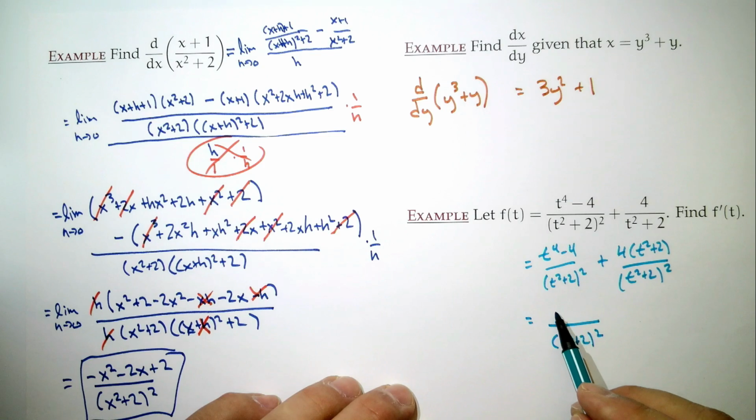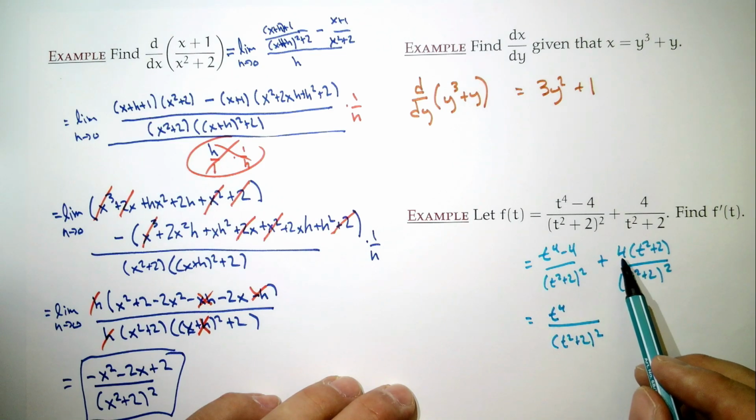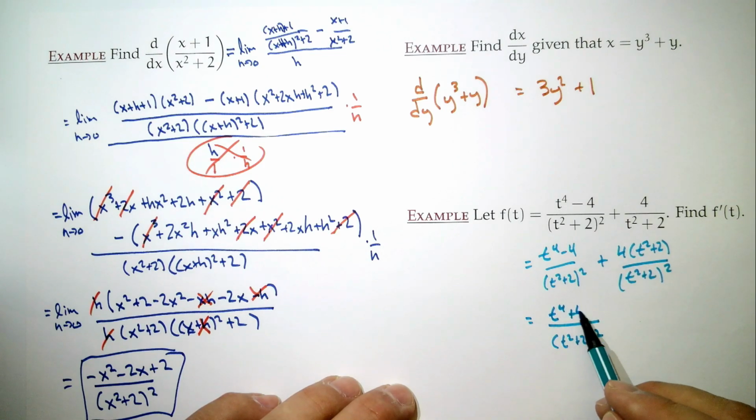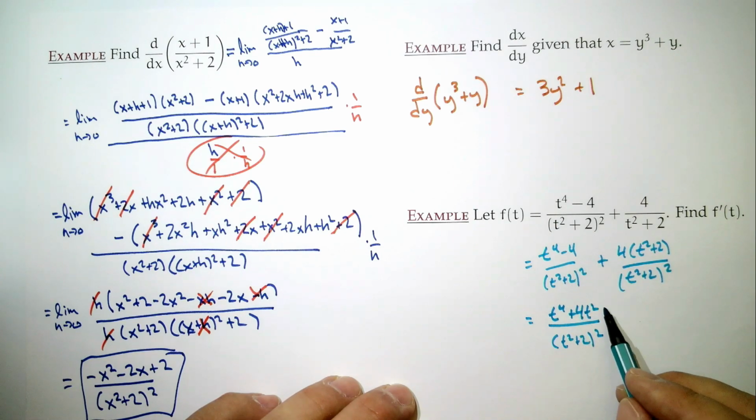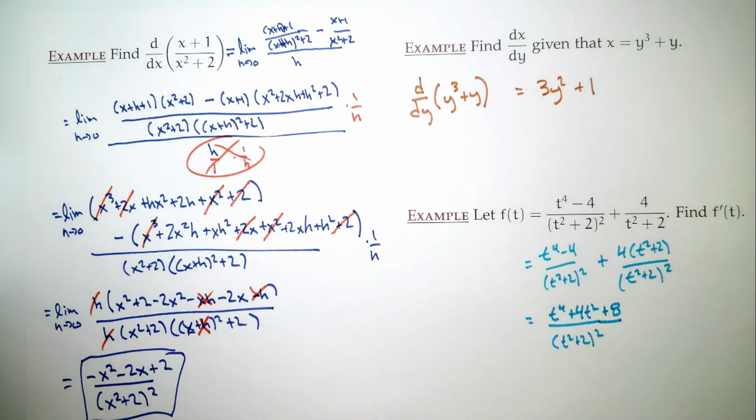Upstairs we'd have t to the 4th. Then here we'd have 4t squared. Then we have a minus 4, and plus 4 times 2 is 8. So plus 8. Well, maybe that looks a little bit better. Can we go further?